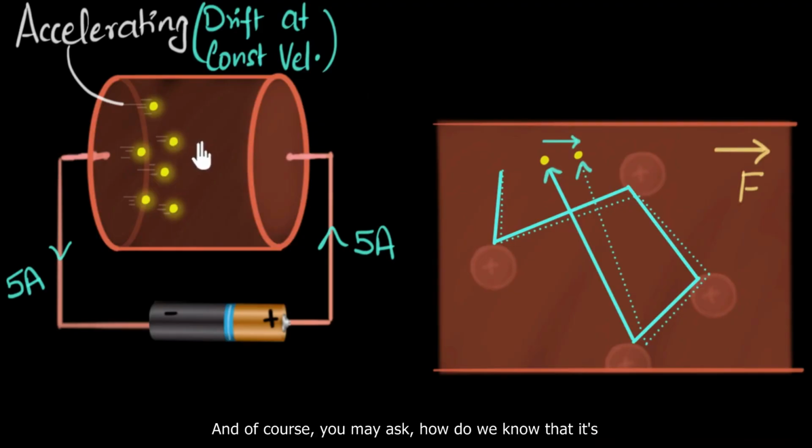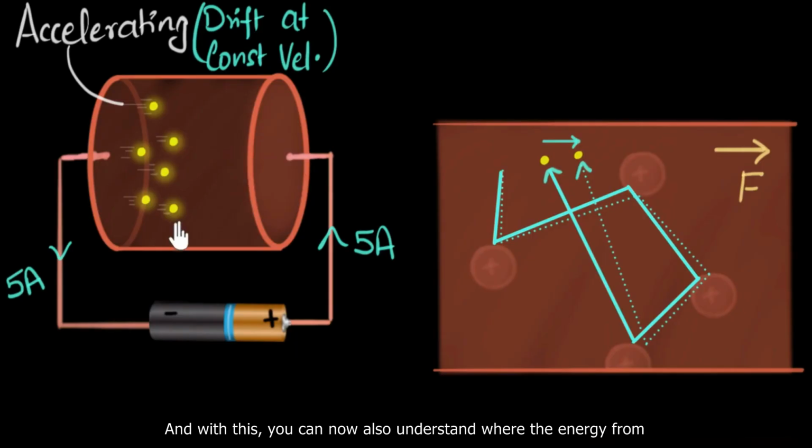And of course, you may ask, how do we know that it's going to exactly balance out and remain constant? That's something that we will derive in another video with great detail. We'll look at it mathematically. I don't want to do it over here and rush things. We'll do it slowly, and we'll actually see that this drift velocity is indeed a constant. And because it's a constant, that's the reason why we'll have the same current in the circuit.